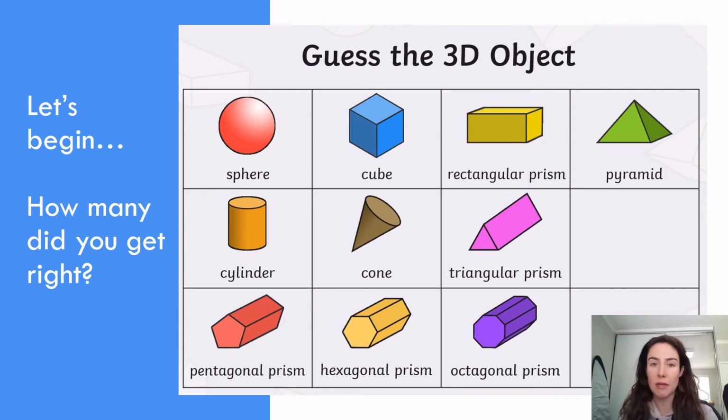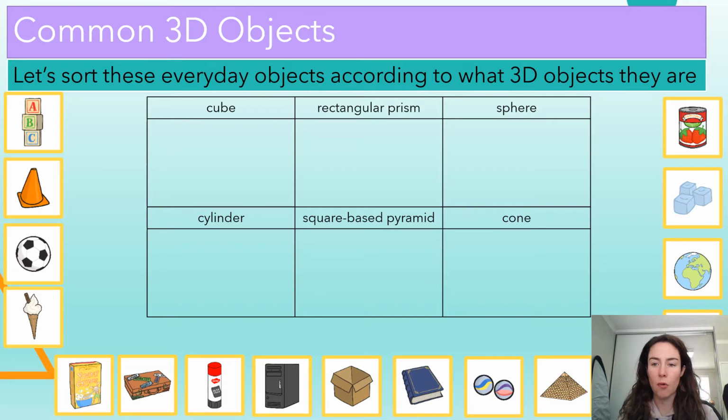That's why it's good that we did our 2D shapes last week, so we can remember the names pentagon, hexagon, octagon. And now we apply this to when we're looking at 3D objects with the word prism on the end. All right, so let's sort these everyday items now according to what shape they are. So we have cube, rectangular prism, sphere, cylinder, square base pyramid, and cone. And then we have these everyday items.